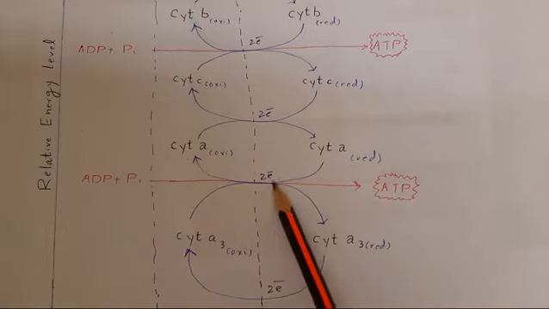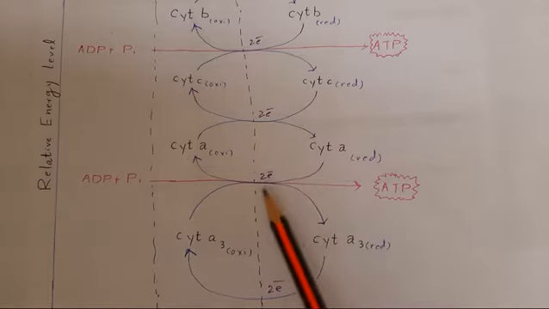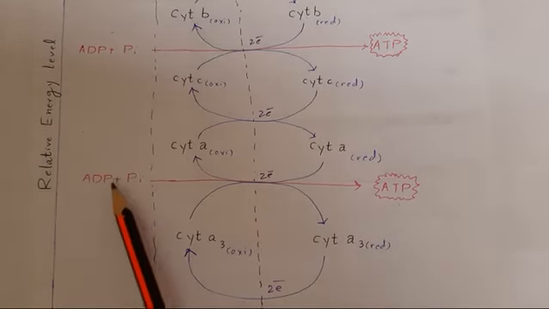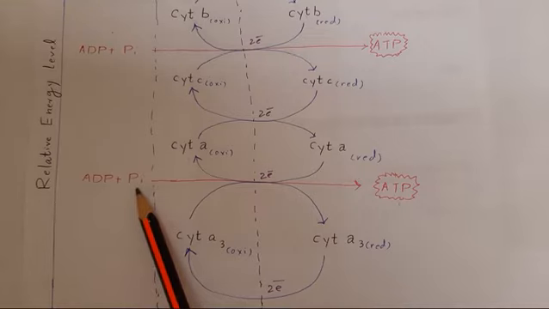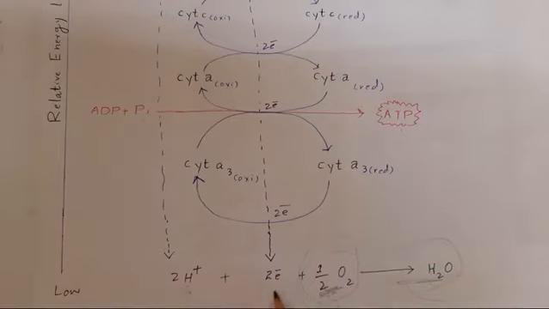As you see, electrons are passed along these carriers and they lose energy. Some of this energy is used in the synthesis of ATP from ADP and inorganic phosphate. At the end, oxygen accepts electrons and protons to form water.